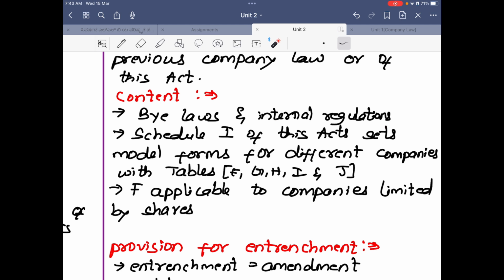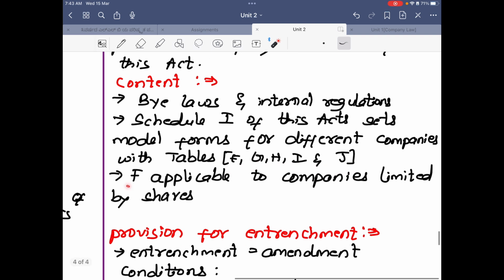How a company should perform, what the rules are, when a person should arrive, when a person should leave, at what time the company will operate. Everything the articles of association will contain. In the Companies Act, 2013, in Schedule 1, they have given preset model tabular forms F, G, H, I and J, where they have specified different rules for different companies. They are preset rules. Table F is applicable to companies limited by shares, so those companies will have to take this tabular form and follow those rules as their articles of association.